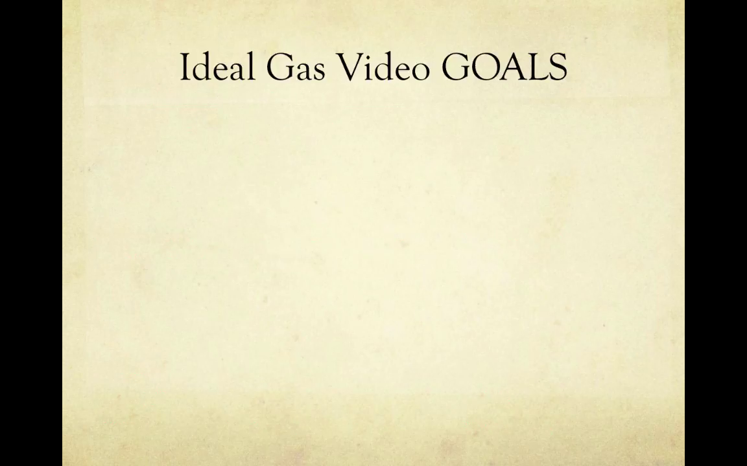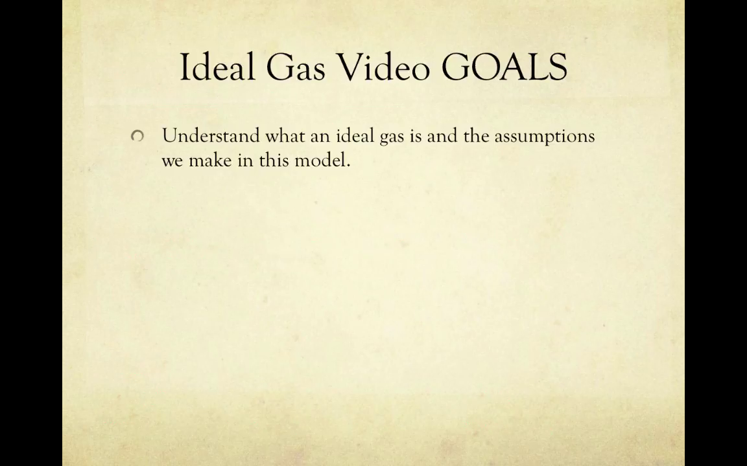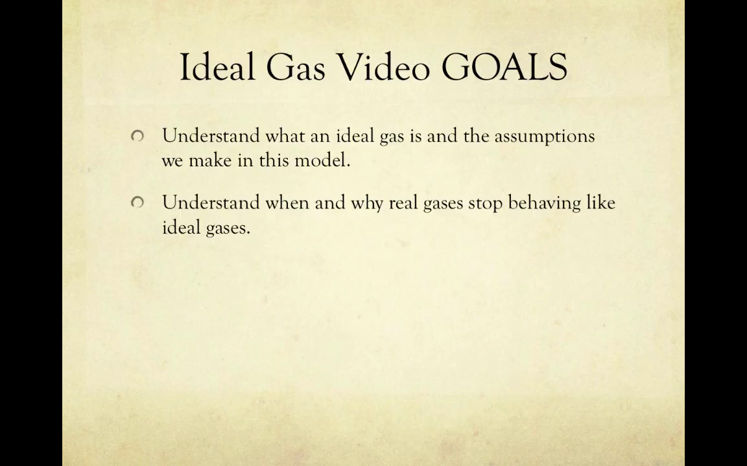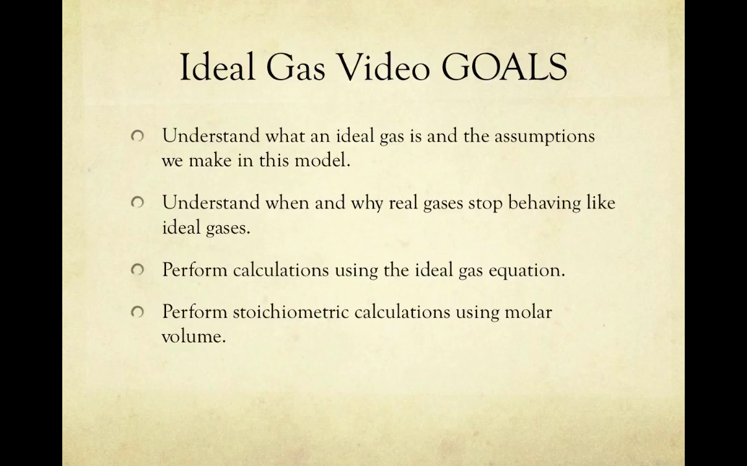That brings us to the end of this video. Let's review our goals. First, we looked at what an ideal gas is and the assumptions we make for the ideal gas model. Then we looked at when and why real gases stop behaving like ideal gases, when our assumptions that the particles take up no space and exert no attractive forces on each other break down. This happens at high pressures and low temperatures. Then we performed calculations using the ideal gas equation, PV equals nRT. Then we performed stoichiometric calculations using molar volume and PV equals nRT when we were not at standard conditions.